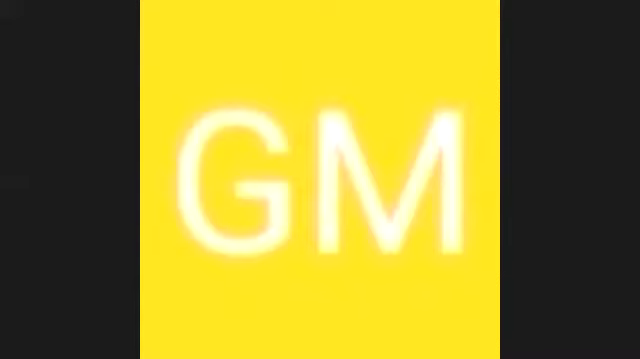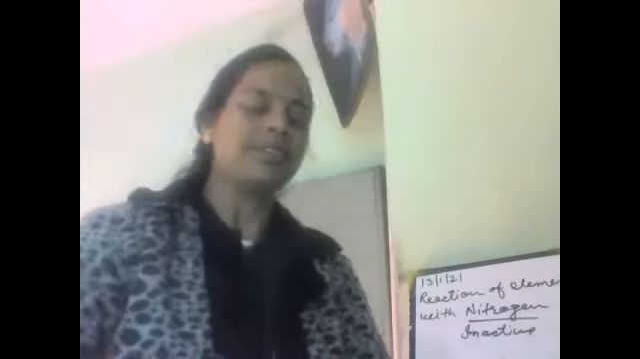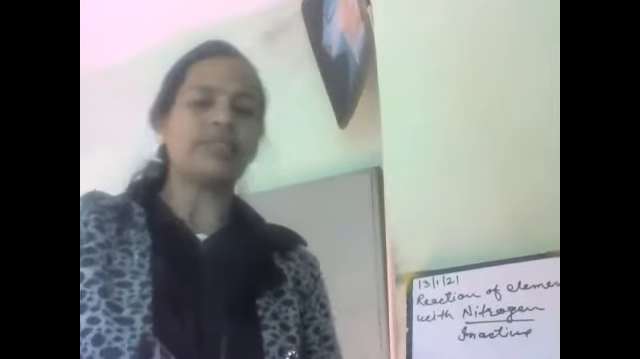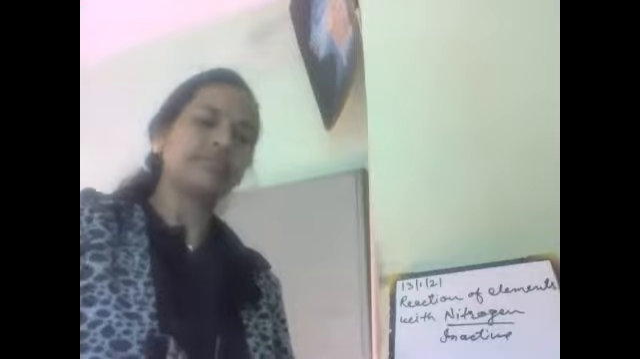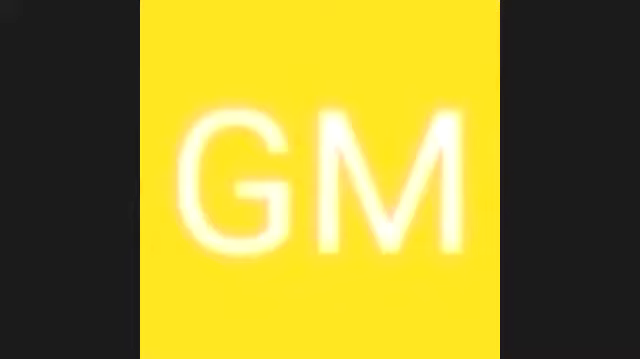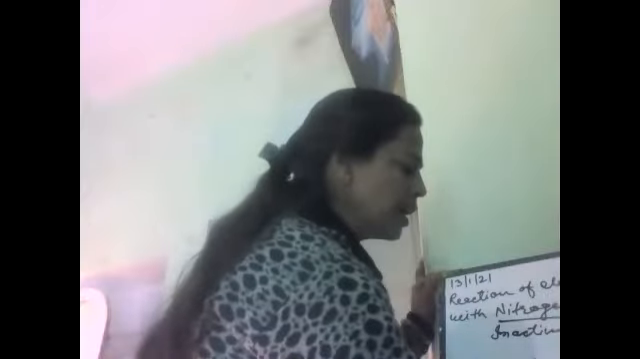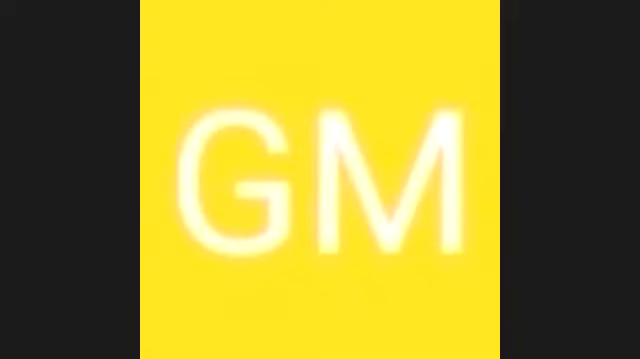Ca3N2. It is written in the book. Give the reason for this. Why are we writing Ca3N2 for the calcium nitride formula? What is the reason? Ma'am, because nitrogen has 3 valency and calcium has 2 valency. Good. Two and three valency.